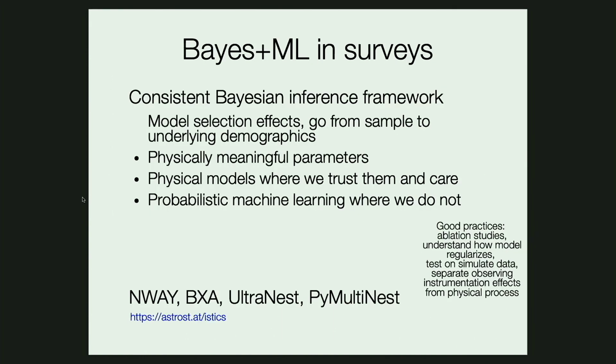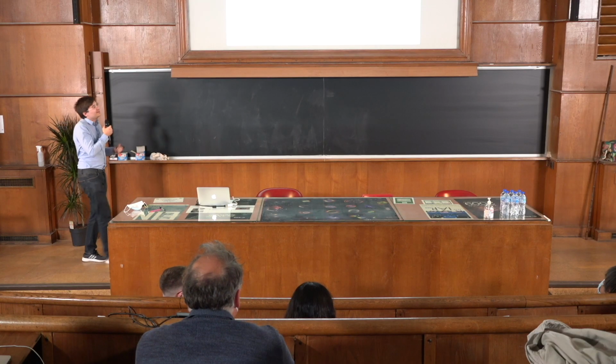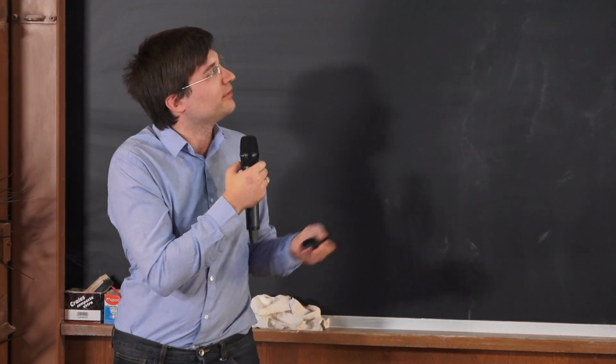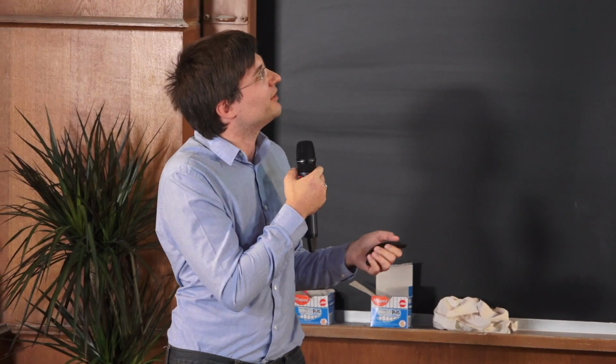So just coming to my summary, I kind of like to stay in a consistent Bayesian inference framework where you model the selection effects. You go from a biased sample to learn about the underlying demographics. And I think it's good to work in physically meaningful parameters, and to use physical models when we trust them, when we think they are meaningful, when we care about them.